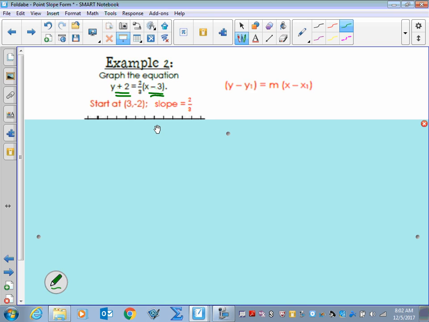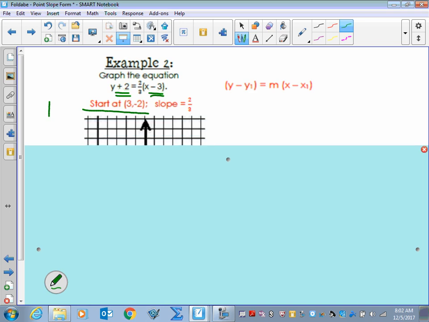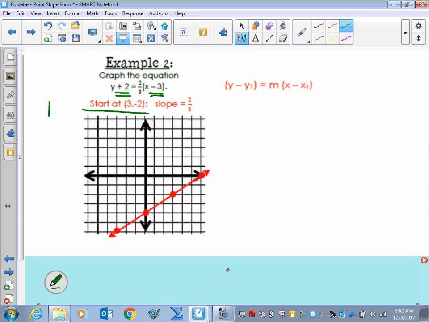So, where do you start? Remember when we did slope-intercept form, we started with b. What do you think you're going to start with here? Because we only have a point and a slope. This time, you're going to start with a point. And it usually says start at 3, -2. So that's where you start. On your graph, you want to start at 3, -2, which is here.